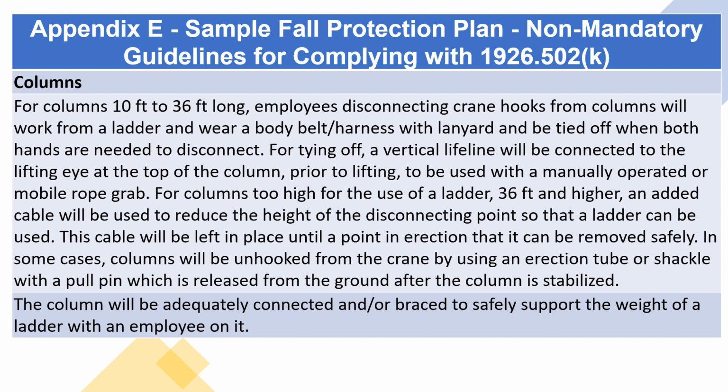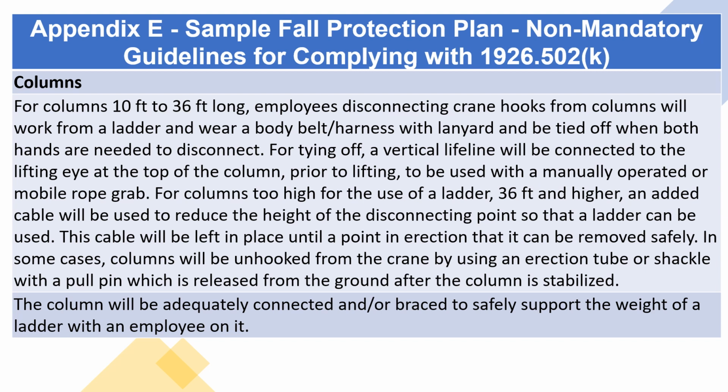For columns too high for the use of a ladder, 36 feet and higher, an added cable will be used to reduce the height of the disconnecting point so that a ladder can be used. This cable will be left in place until a point in erection that it can be removed safely.